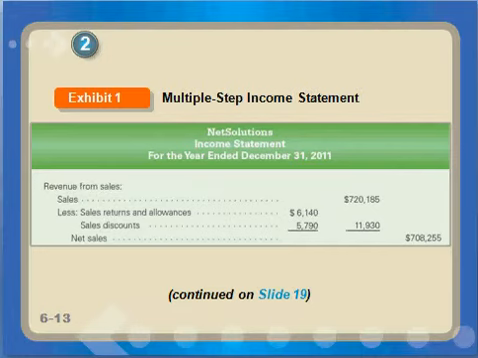You can see the revenue section of the income statement consists of sales, $720,185, less sales returns and allowances and sales discounts, which together were $11,930, and that gives us net sales of $708,255. So our income statement becomes a little more detailed than it did for just the service business.